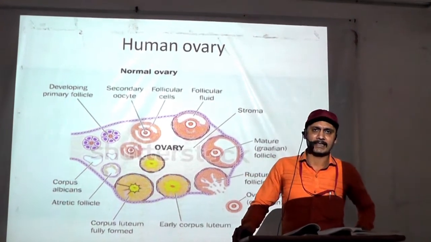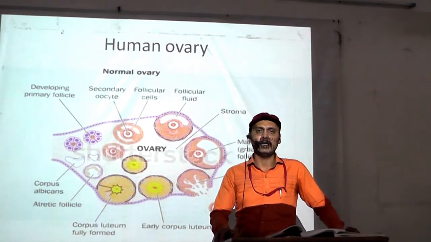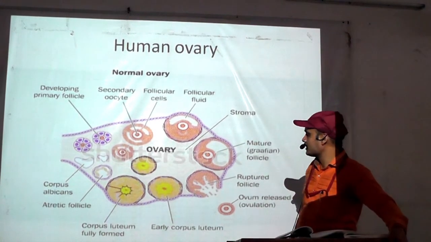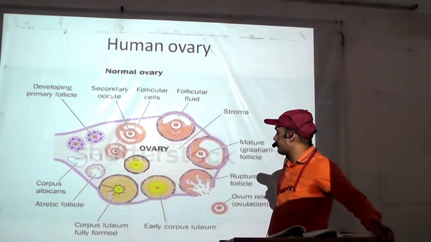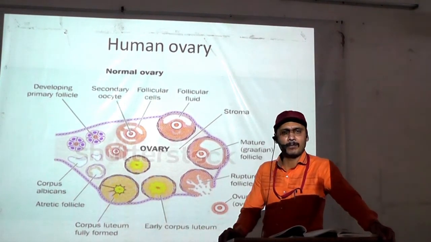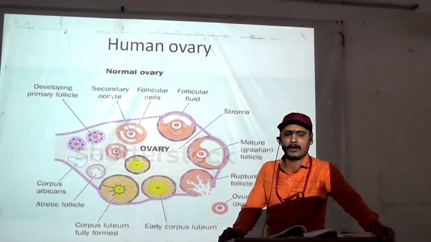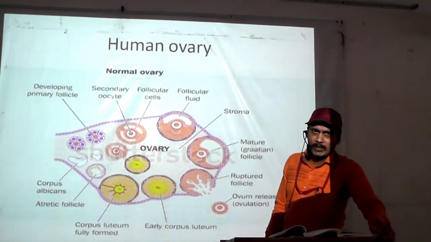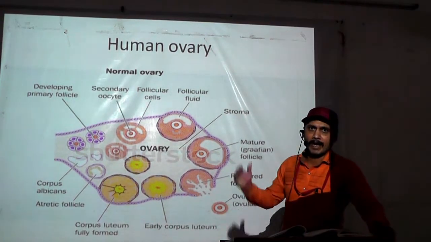So before that we have to revise the structure of ovary, and then we go towards the menstrual cycle. So here is the structure of ovary, which we studied in the last period. We will start from the developing primary follicle. Primary follicles are developed in the female reproductive system before birth. We know that there are millions of primordial follicles present at the time of birth. In the menstrual cycle, each primary follicle is developed into a Graafian follicle one by one.